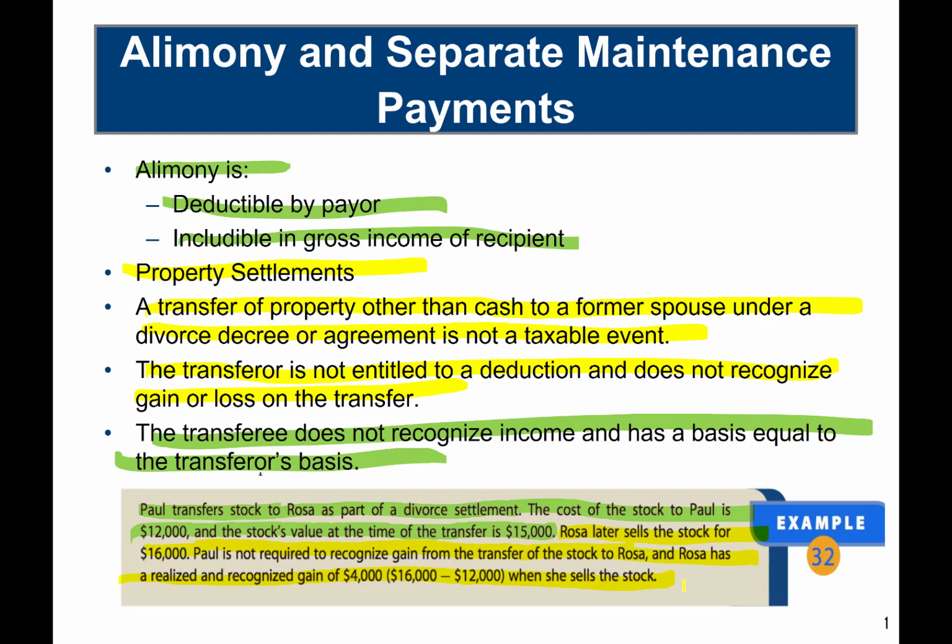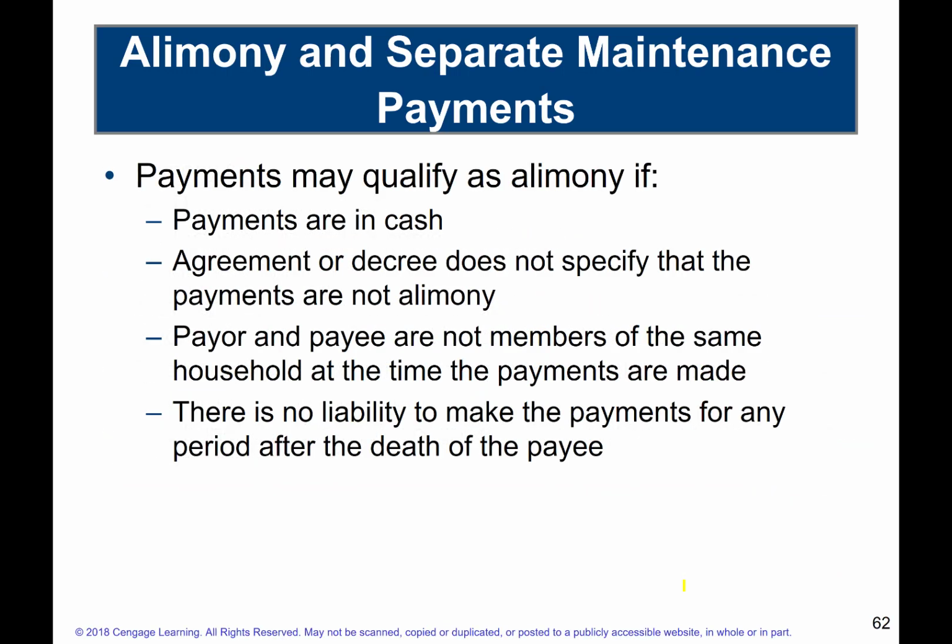Okay, good. Let's take a look at the next page and what makes payments qualify as alimony. Payments have to be in cash. The agreement or decree does not specify that the payments are not alimony. The payer and payee are not members of the same household.